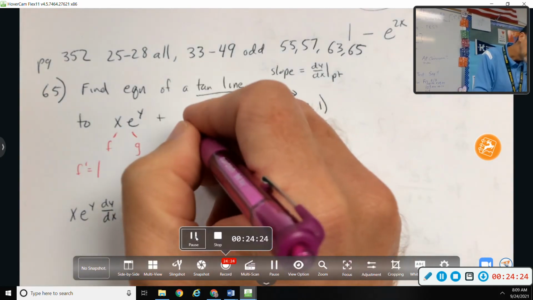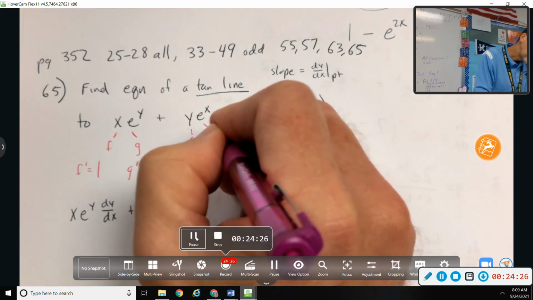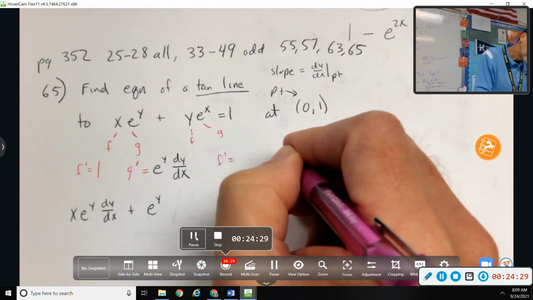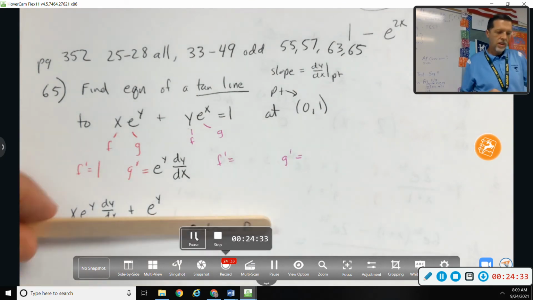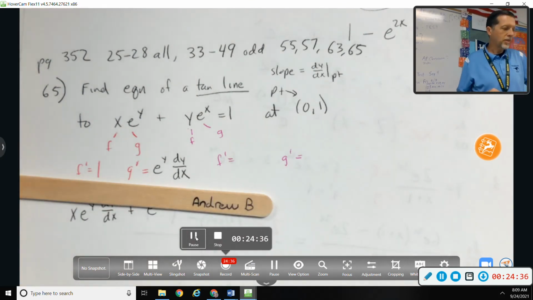And now we need to do the same thing for the other piece. And I'm out of popsicle sticks. Everybody answered a question today.